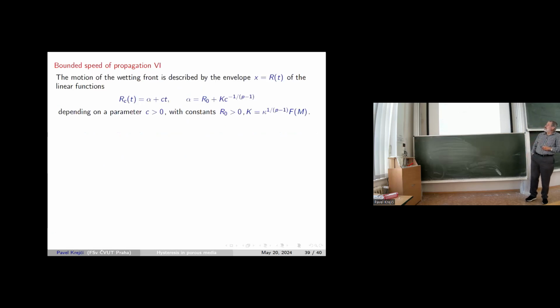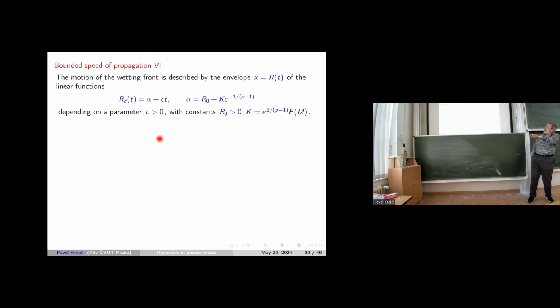And now, the motion of the wetting front is described by the envelope x equal to R(t) of the linear functions R_c(t) equal to alpha plus ct, where alpha is R0 plus kappa c to the minus 1 over p minus 1. This was the condition that if c is small, alpha is sufficiently large, and this is precisely the problem.